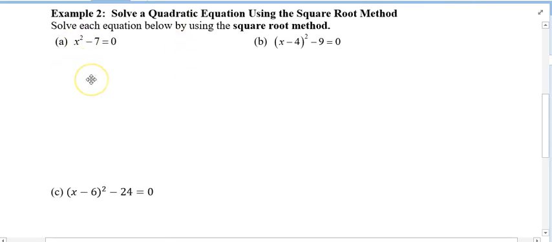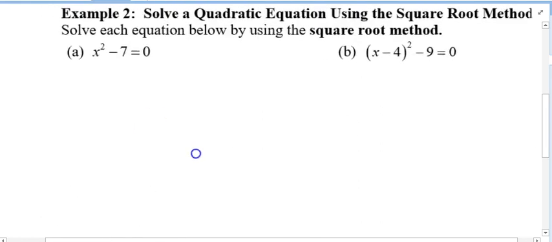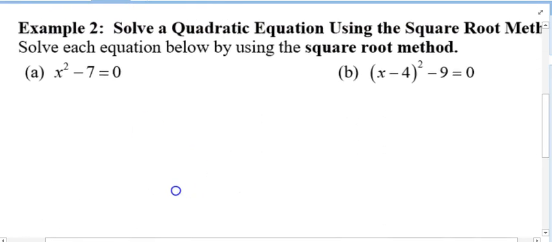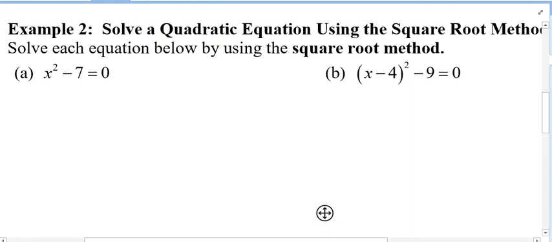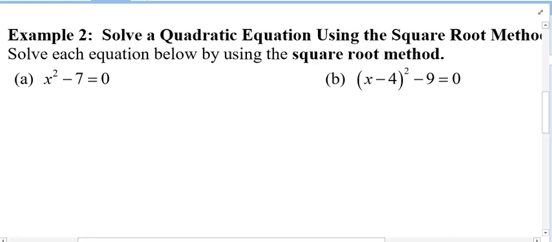So we've got x squared minus 7 equals 0, and we want to solve this by square roots. Now, one of the different things about solving by square roots versus solving by factoring is that if you notice, we have no bx term. There is no middle term here. So it's going to make it a little bit easier for us to solve this. So to start, what we want to do is use our inverse operations to move that 7 to the other side. Since it's minus 7, we're going to add 7 to both sides. That's going to leave us with x squared equals 7.